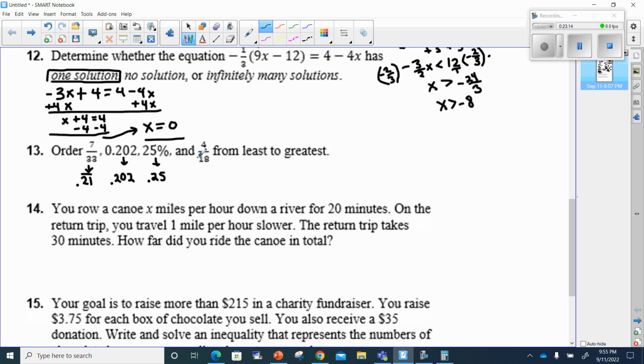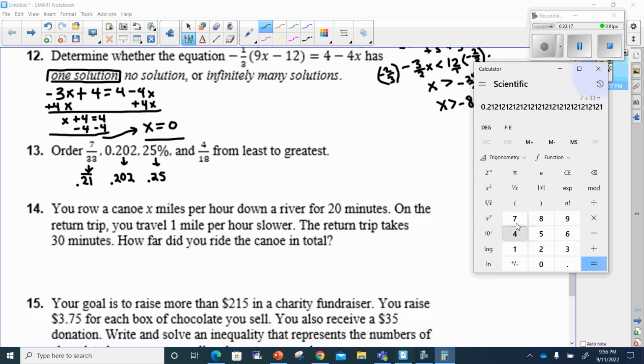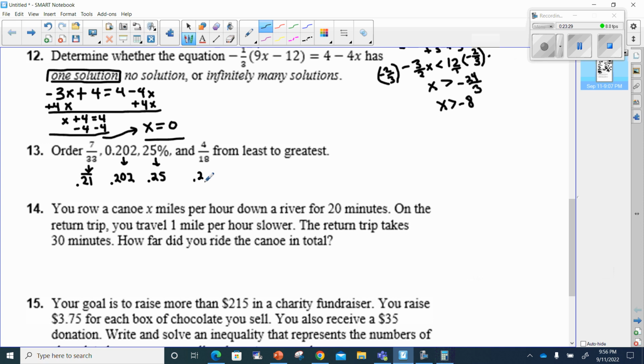The last one's 4 over 18. Again, I can use my trusty calculator and put 4 divided by 18. That gives me 0.2 repeating. All right, let's see which one's the smallest. This is 0.2 repeating, and that's bigger than 0.21, so that's pretty big. This is 0.25, that's going to be bigger than 0.22. That looks like the biggest one. This is the smallest because 0.21 is bigger than 0.20.